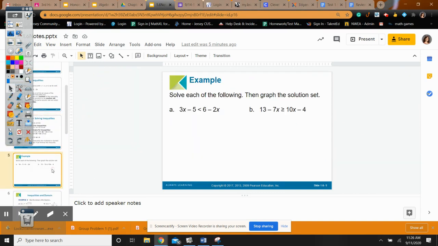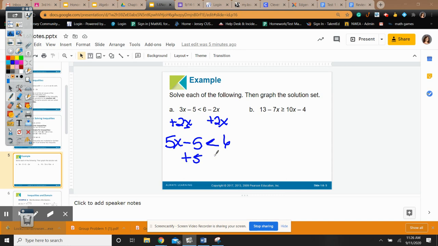Moving on here, let's do some practice. So let's practice solving these inequalities and then graph the solution set. We're going to get our x's together. So I'm going to add the 2x first. And I'll have 5x minus 5 is less than 6. We'll add 5 to both sides, and that's 11. 5x is less than 11. Divide both sides by 5, and we can leave it just like that. x is less than 11/5.